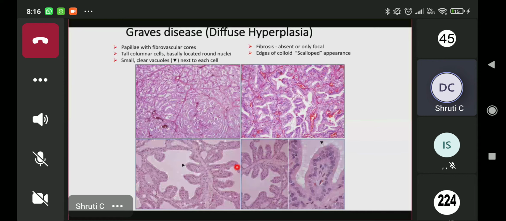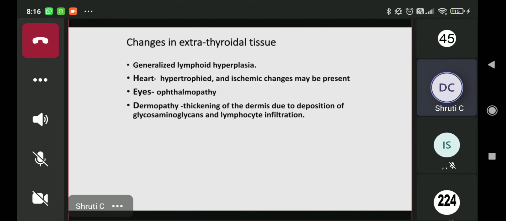And basically the cells are active, so they are tall, columnar, and have basally located round nuclei. And you can see the scalloping because increased production of thyroid hormone is there, so the colloid is scalloped out at the margin because of hyperactivity of the follicular epithelial cells. And sometimes there may be fibrosis as well, but it is rare. It is more commonly seen in other pathologies, which I'll tell you later on.